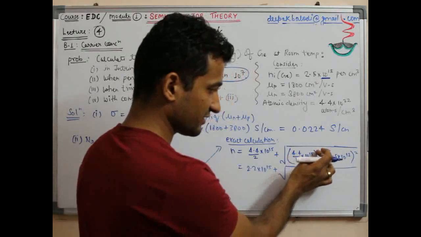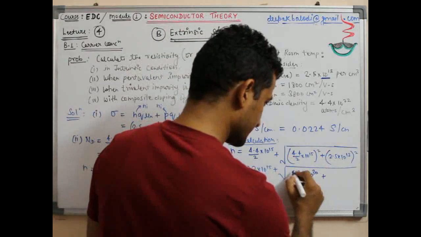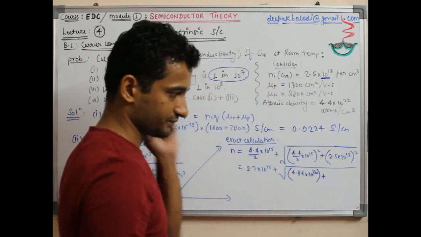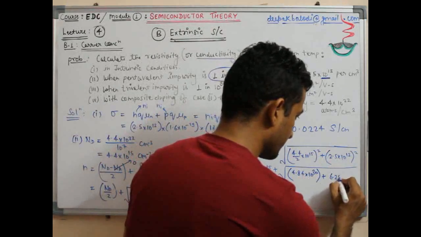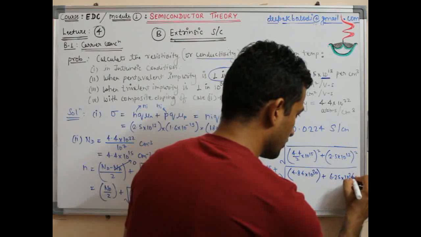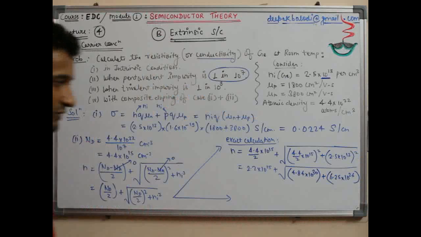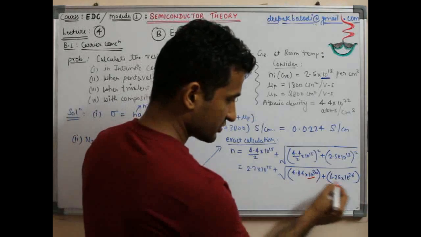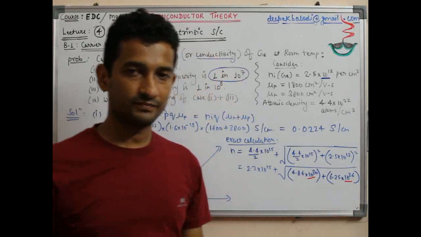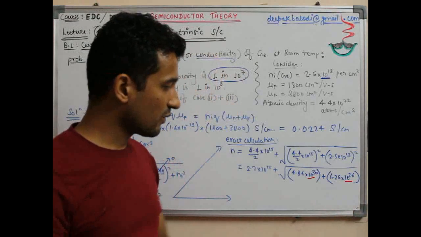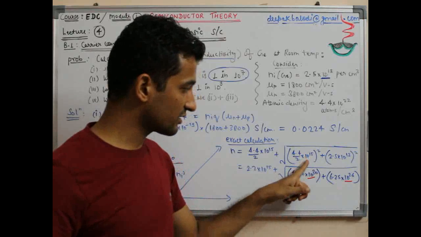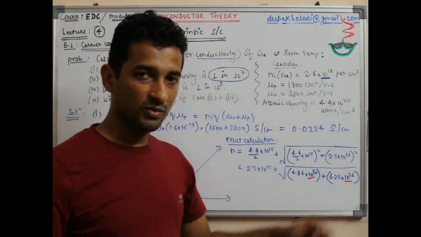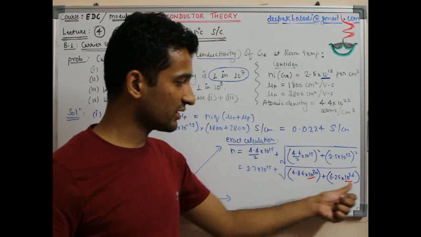So this will be the first term once you open the square, plus 2.5 square is 6.25 into 10 to the power 26. So now you see, when we have to add these two numbers, this is 4 orders greater than this, because earlier this was 2 orders greater than this. So by taking the square, this becomes 4 orders greater than this.